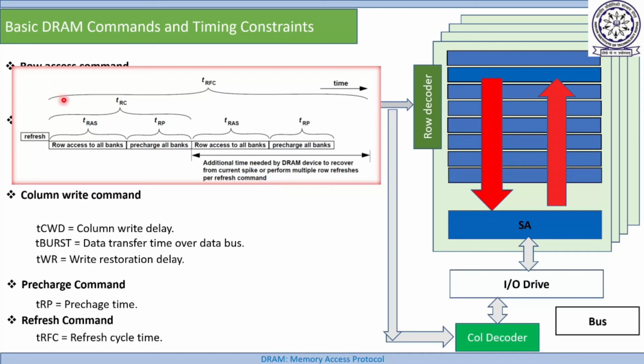If you see here, this is the total time taken to execute a refresh command. And in this time, the DRAM is refreshing two rows. Suppose the time is up to here, so in this time it is refreshing two rows.